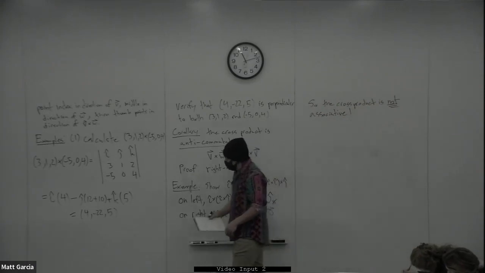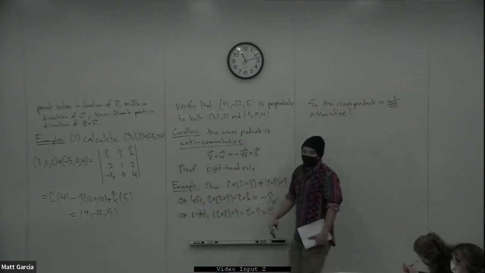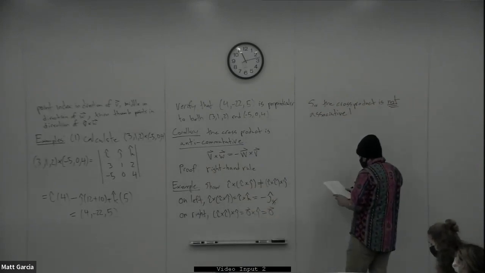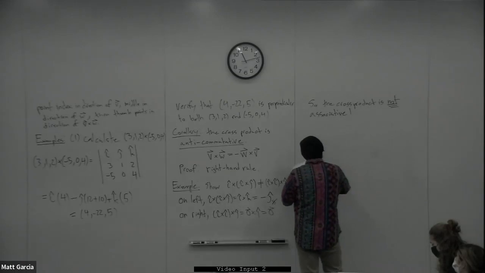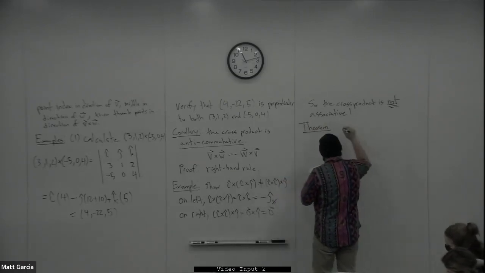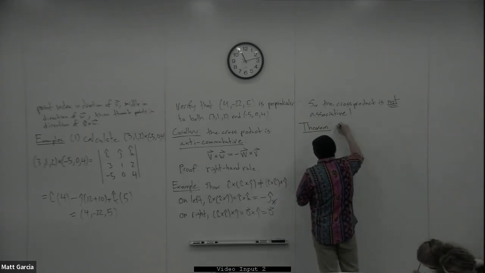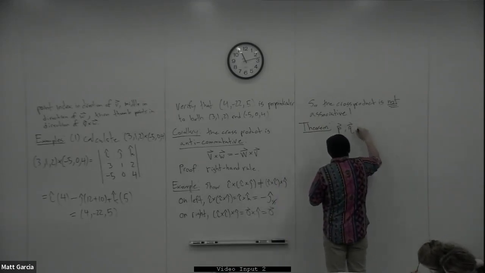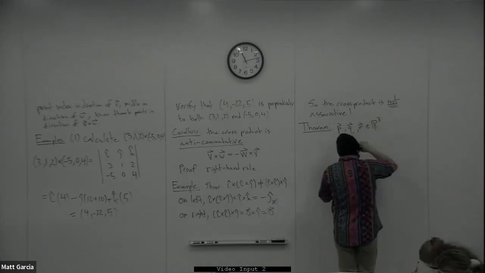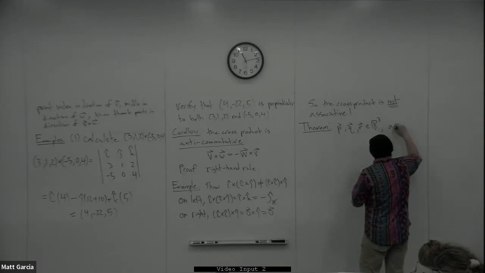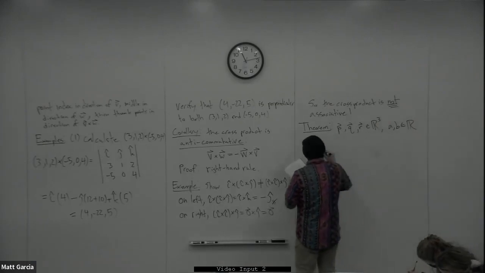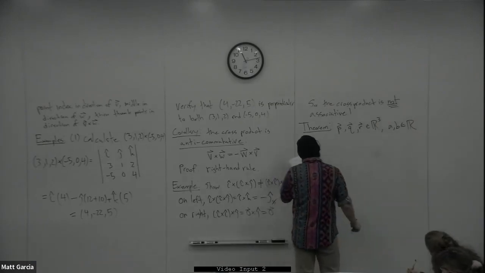Okay, so here's some of the bad stuff about the cross product. Let's just say some nice things about it. Oh, and not hurt its feelings too bad. So let's take p, q, and r, all in R3, and a and b scalars. Then we have the following properties.